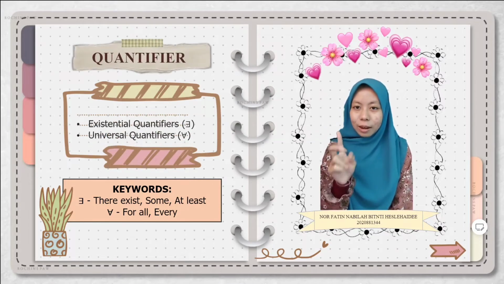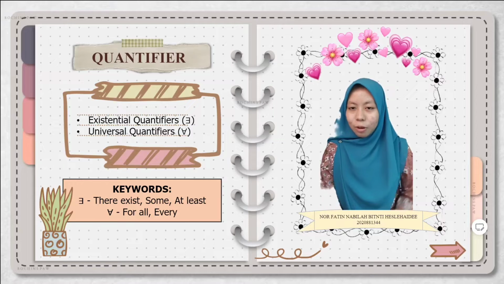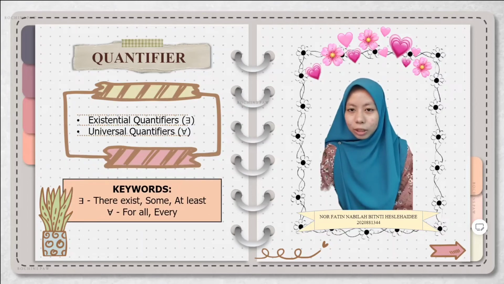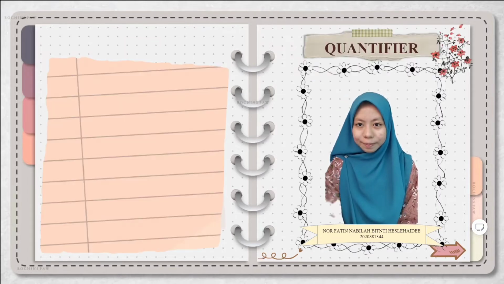So today I want to talk about quantifiers. There are two types of quantifiers. First, existential quantifiers, and second, universal quantifiers. In a quantified statement, if we want to verify which quantifier that statement uses, let's look at the keyword. In existential quantifiers, the keywords are there exists, some, at least. And for universal quantifiers, the keywords are for all, every.